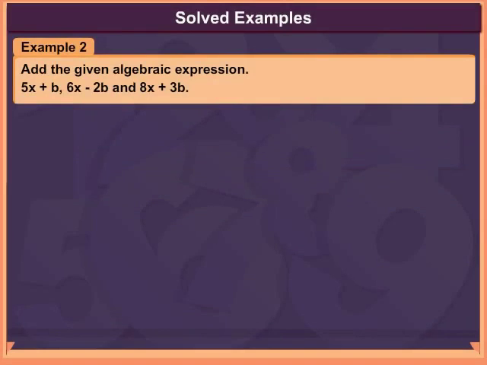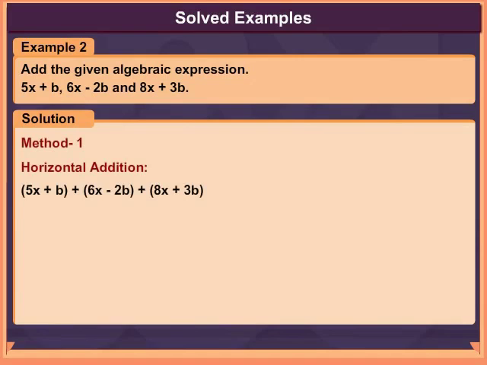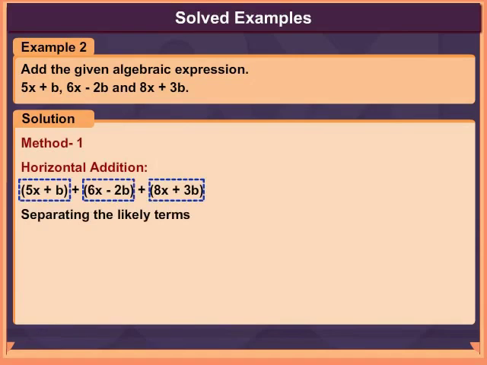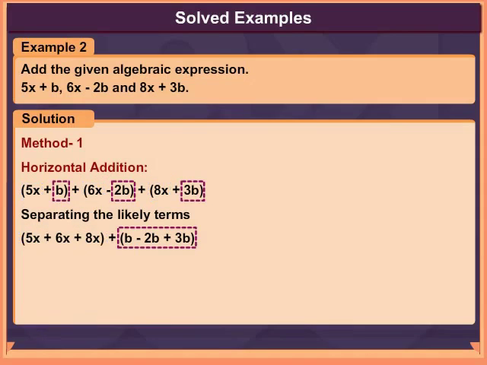Example 2. Add the given algebraic expressions 5x plus b, 6x minus 2b, and 8x plus 3b. Solution. We can solve the algebraic addition by 2 methods. Method 1. Horizontal method. Separate the like terms in all 3 given algebraic expressions. We get 5x plus 6x plus 8x plus b minus 2b plus 3b. When we add the like terms, we get 19x plus 2b, which is the addition of the given 3 algebraic expressions.